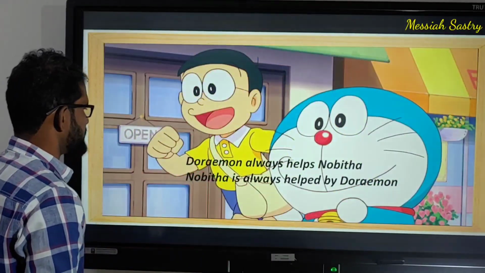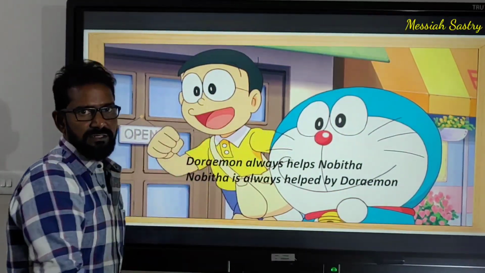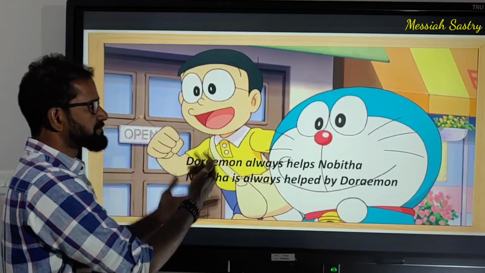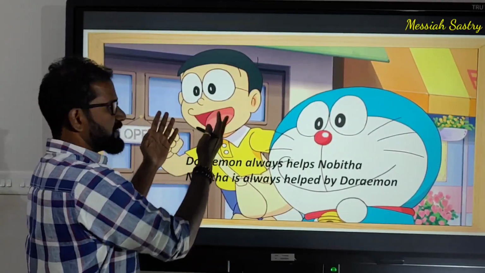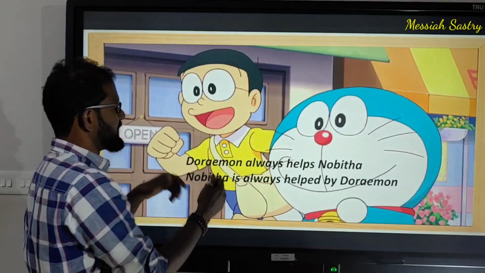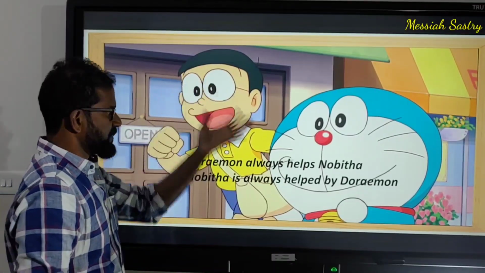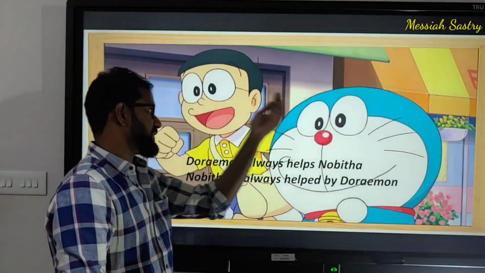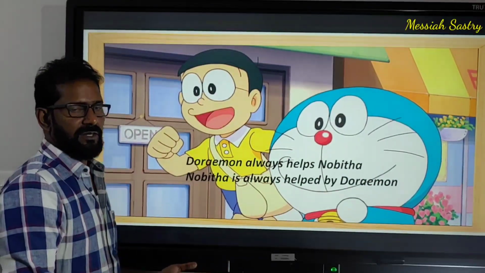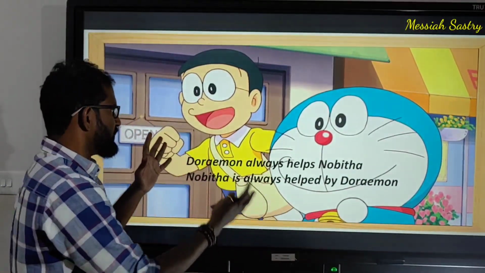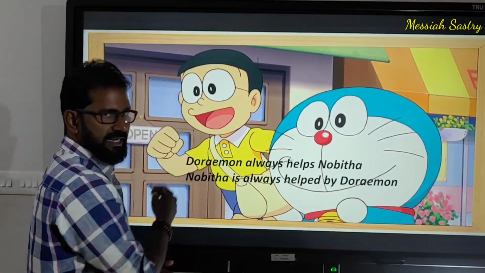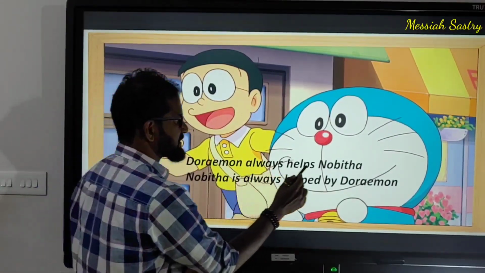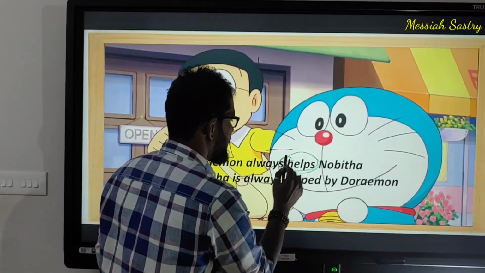Look at the other example. These two are also very famous cartoon characters: Doraemon and Nobita. Those who watch these episodes can easily understand that Nobita always comes with a problem and Doraemon always helps Nobita. Almost all the episodes are the same. Now look at the example here. Doraemon always helps Nobita. The action is helps.